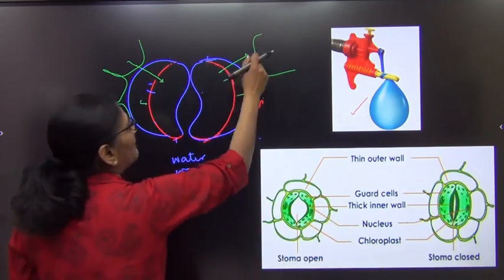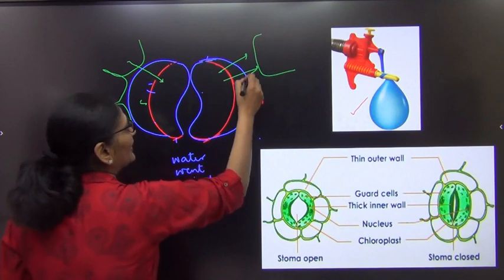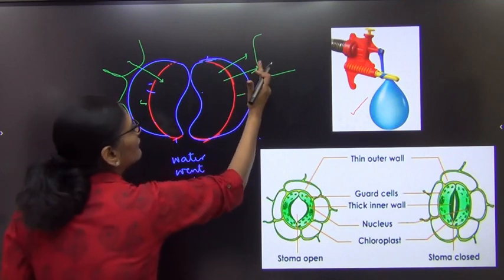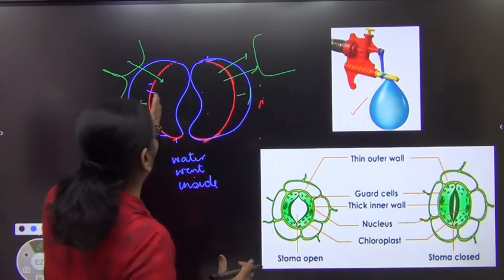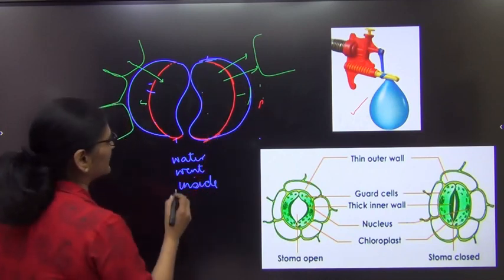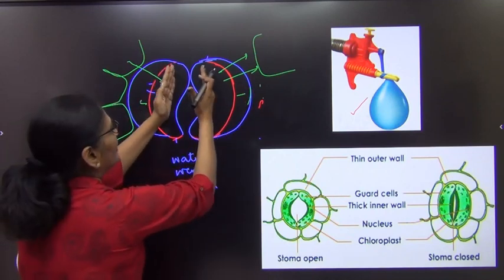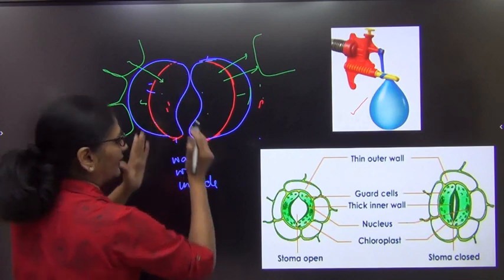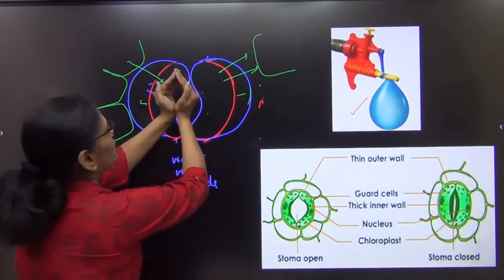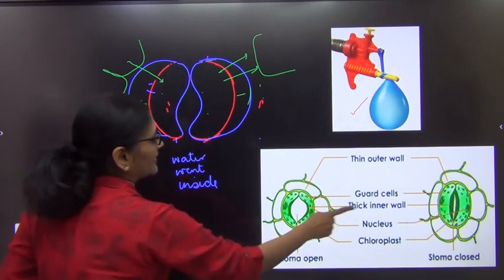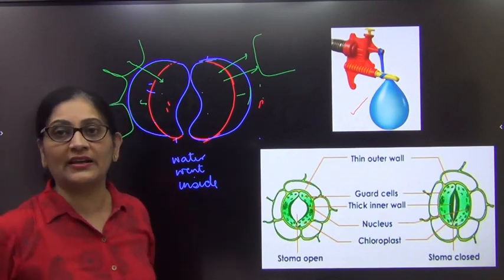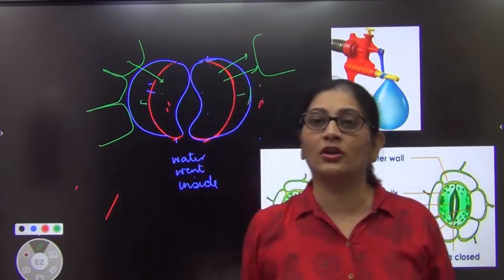Similarly, when you take this water out, this wall was thin, right? This will fall with pressure. This will collapse with pressure. As it collapses with pressure, what will happen? This wall which was like this will suddenly get closed like this. Right? This wall which was like this will suddenly get like this and the stomata will get closed. So see it once again from what I have drawn on this.